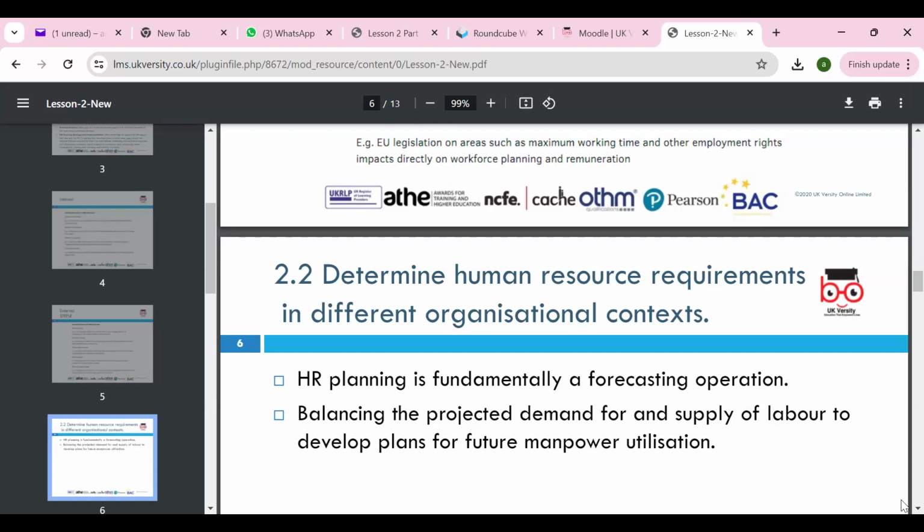HR planning is very, very important. It is a fundamental forecasting operation, balancing the projected demand for the supply of labor, and developing the plan for future manpower utilization. Why do we have staff shortages in the organization? Because succession planning is very important to achieve the required objectives. If we don't do it, we can't really achieve them.